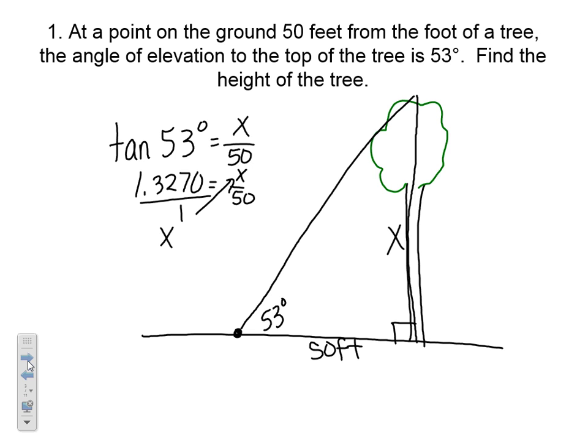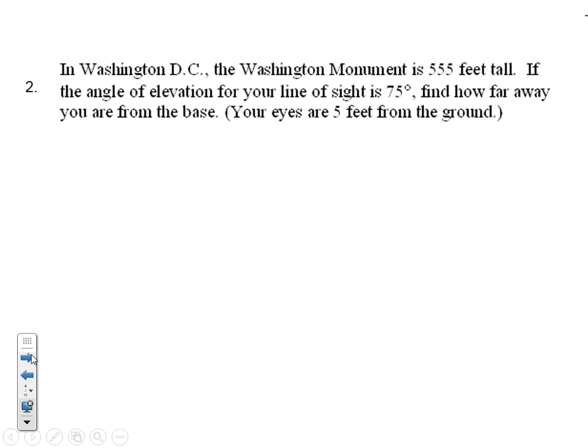1 times x is x. And that decimal times 50 is 66.4 feet. So the height of the tree is approximately 66.4 feet. Let's look at our second example.